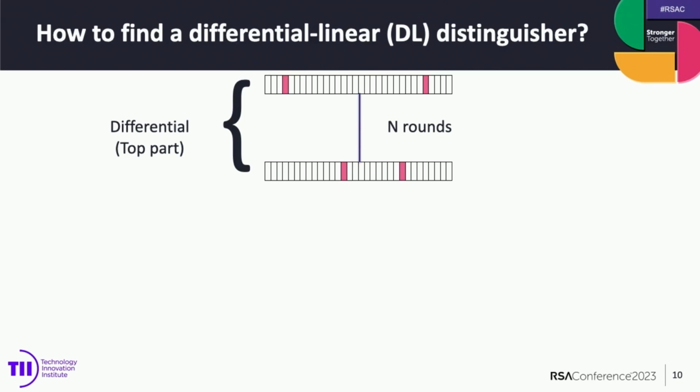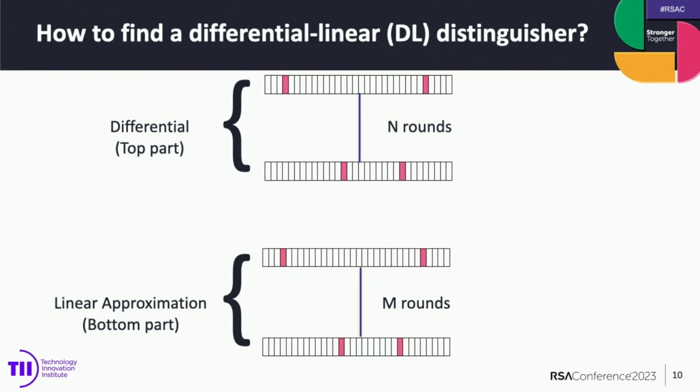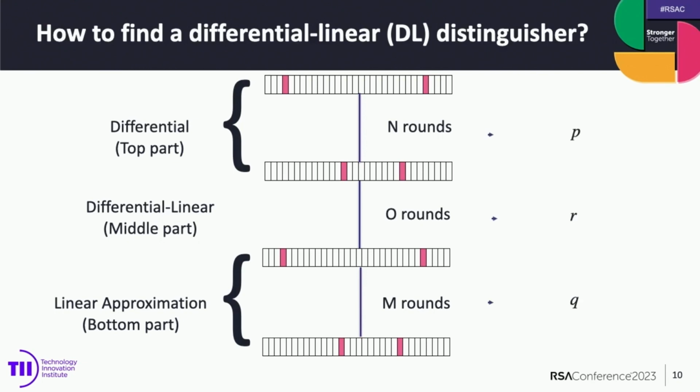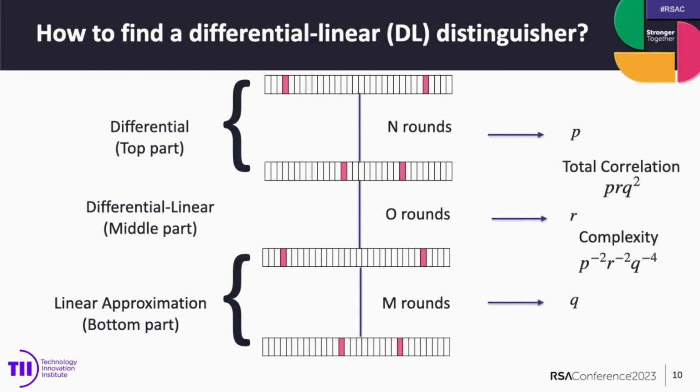And after that, we can search for the linear approximation, for example, for m rounds. This is called the bottom pair, and we need to connect these two pairs, of course, by using a differential-linear distinguisher, and we can do so experimentally. The total correlation of the distinguisher will then be PRQ squared, while the complexity to distinguish from a pseudo-random permutation is this formula here, okay?